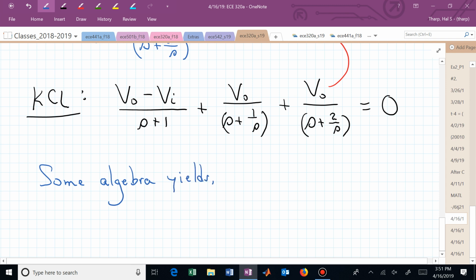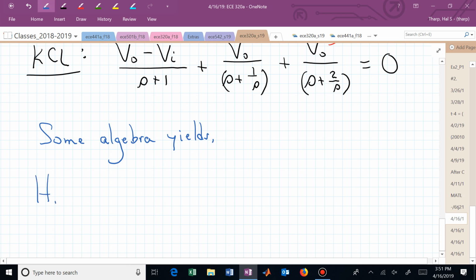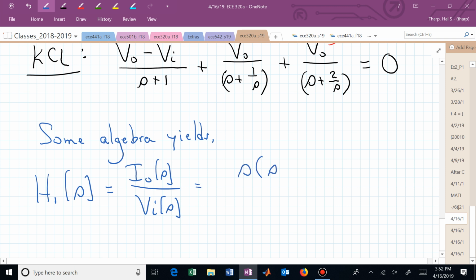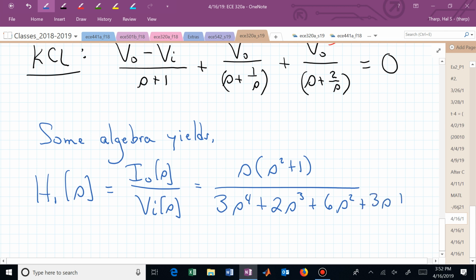Yields the following. It gives us this transfer function, h sub 1 of s, which is now i sub 0 of s over the Laplace transform of the input voltage, and that now becomes s squared plus 1 over 3s to the fourth plus 2s cubed plus 6s squared plus 3s plus 2.